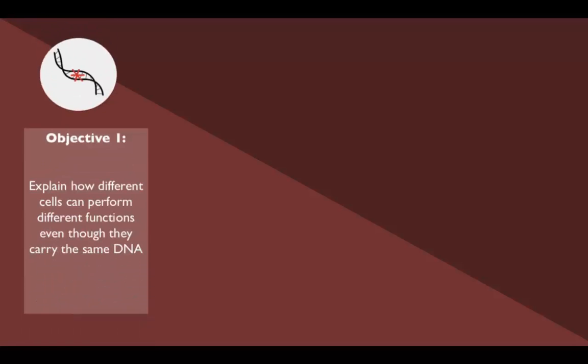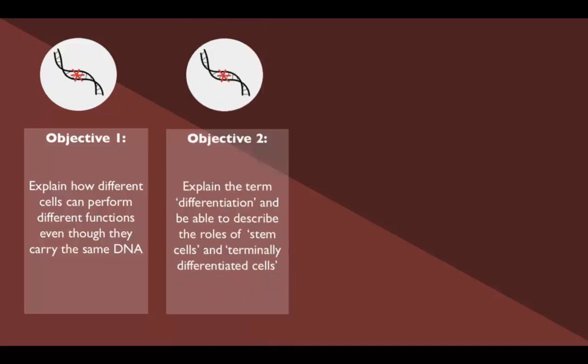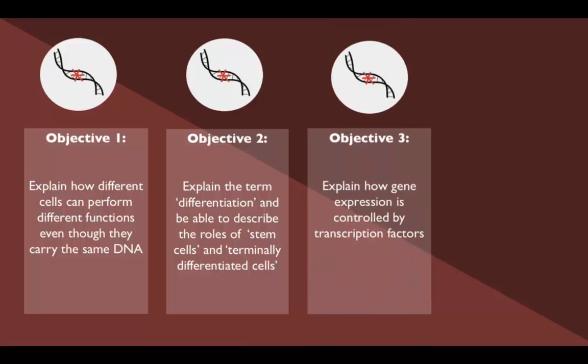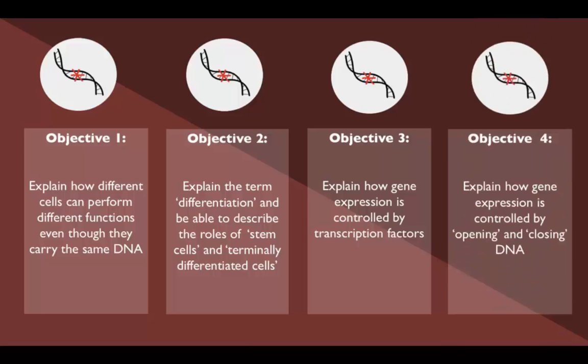At the end of the lesson, the students should be able to explain how different cells can perform different functions even though they carry the same DNA, explain the term differentiation, and be able to describe the roles of stem cells and terminally differentiated cells, explain how gene expression is controlled by transcription factors, and explain how gene expression is also controlled by the opening and closing of DNA.